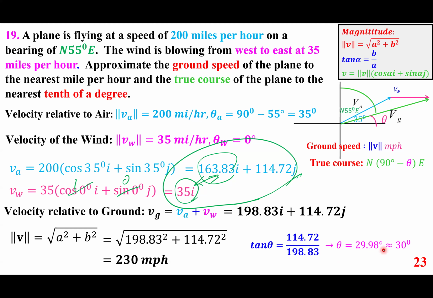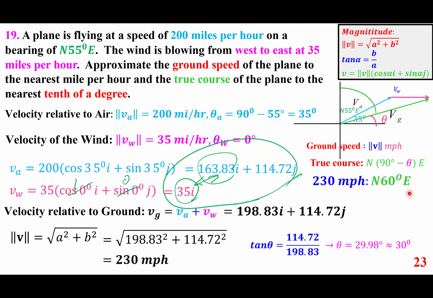And okay, to nearest tenth of a degree. I hope you see that tenth of a degree is this. 9, next to it is 8, goes up to 10, that becomes 0, this becomes 0, and this becomes 3, 30 degrees. So now we have everything, and we say it is doing 230 miles per hour, going north 60 degrees east.